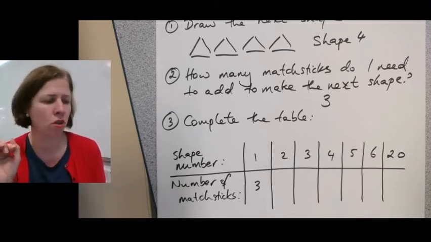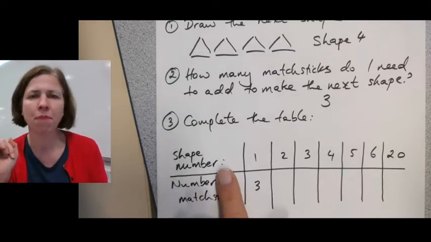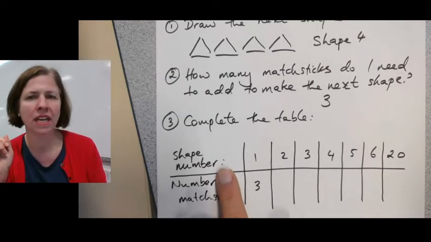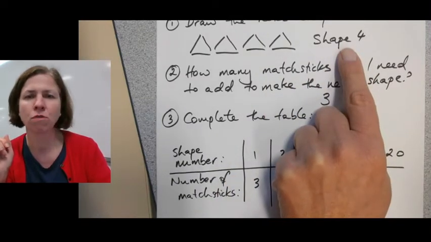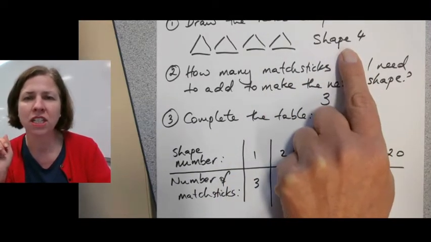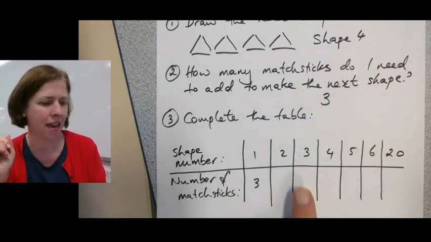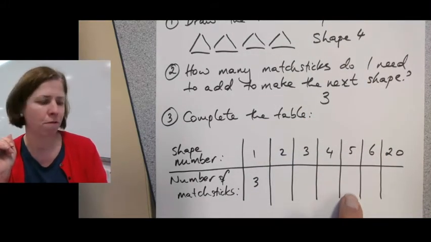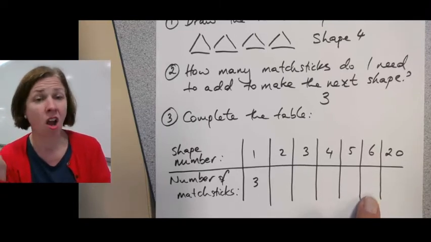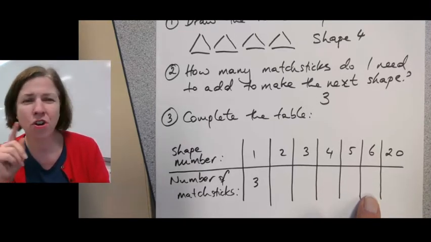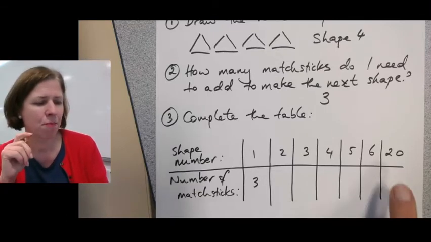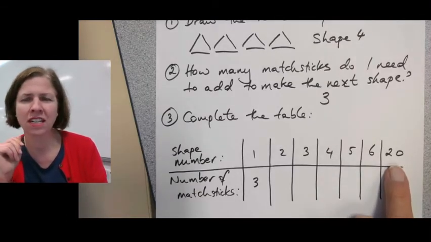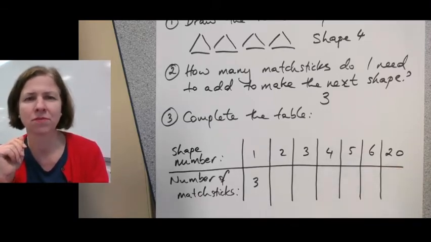On the top row, you can see shape number. So that's telling me, am I looking at, for example, shape number 4? How many matchsticks do I have in shape number 4? Well, I can count them and fill it in here. But how am I going to work out shapes number 5 and 6? I could draw them, but I don't have to, remember? And be careful, this doesn't just follow to the next one, shape number 7, it jumps to shape number 20. All right, I'm going to fill them in. Pause it.